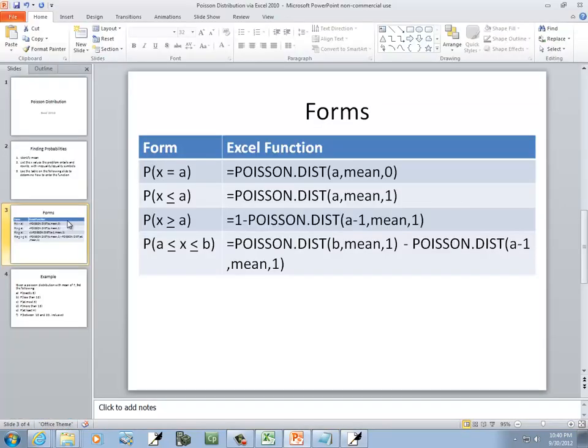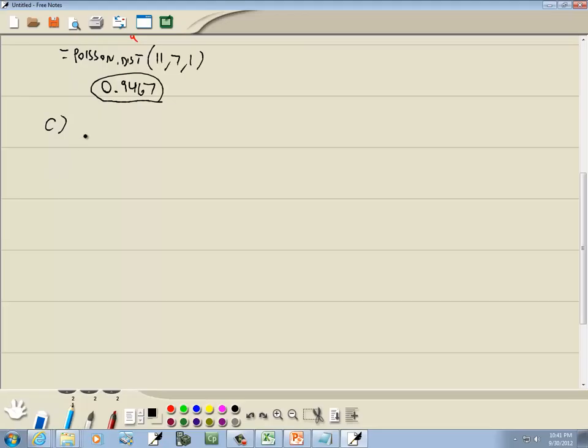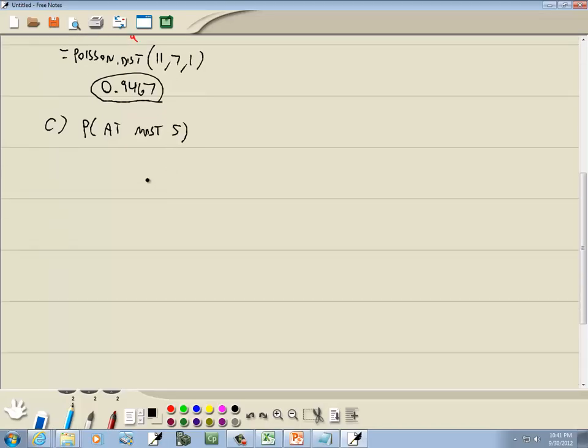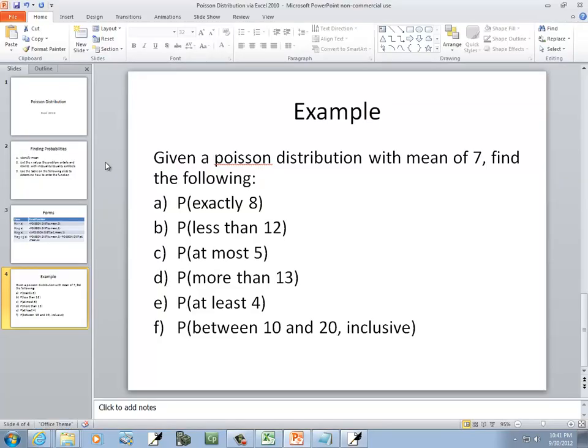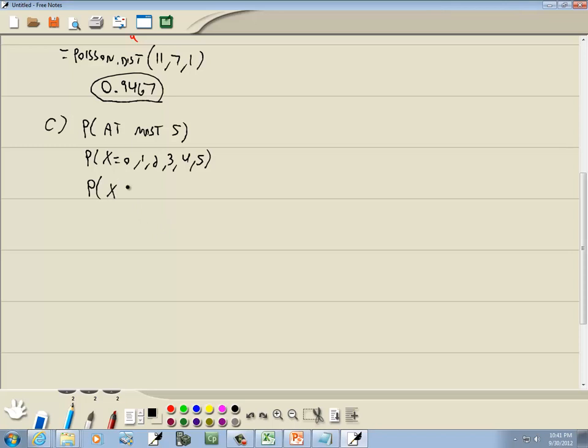Now let's look at C. It says at most 5. Now, last one was less than 12, which means it didn't include 12. At most 5 actually includes 5. So this will be x equals 0, 1, 2, 3, 4, and 5. Now we want to write that, step 2 here, with inequality symbols. This is, again, x is less than or equal to 5. And 5 is going to be our a.